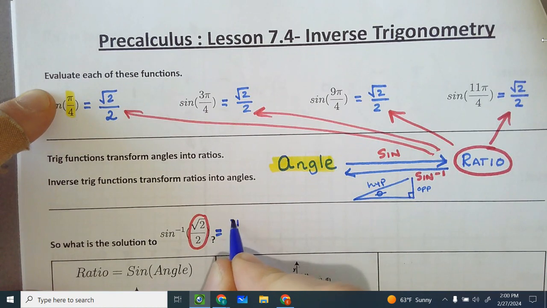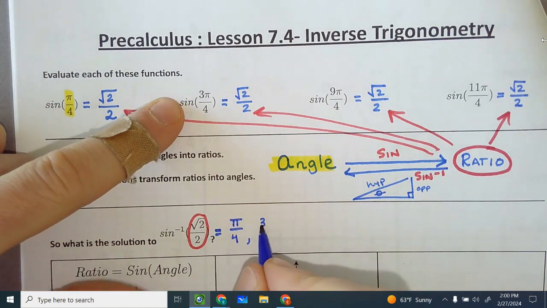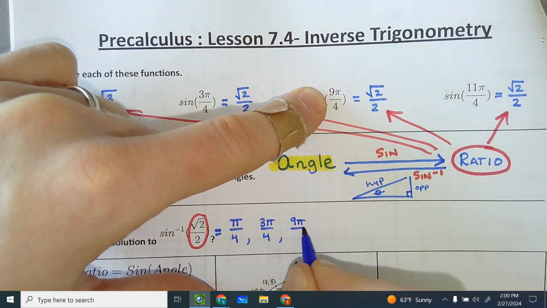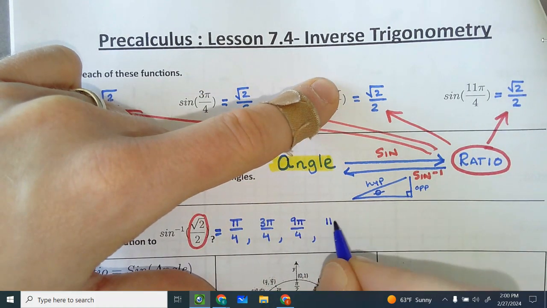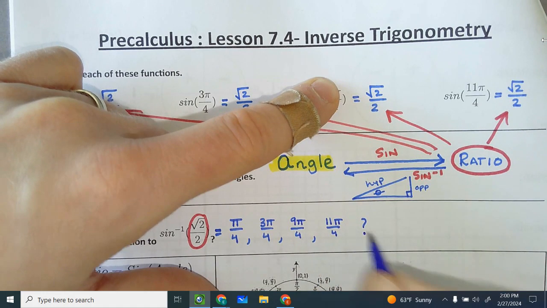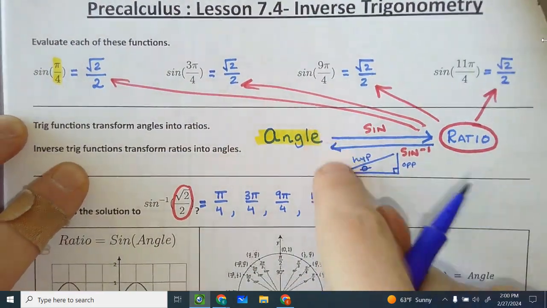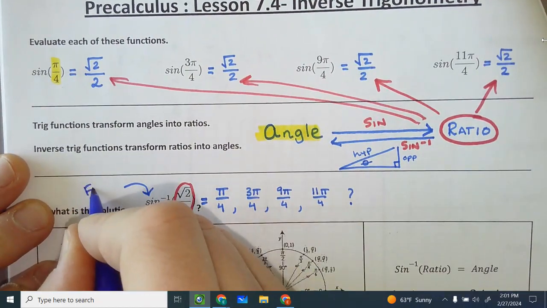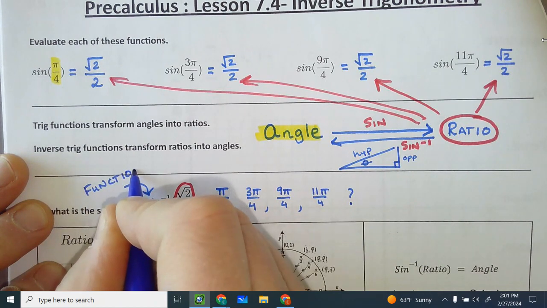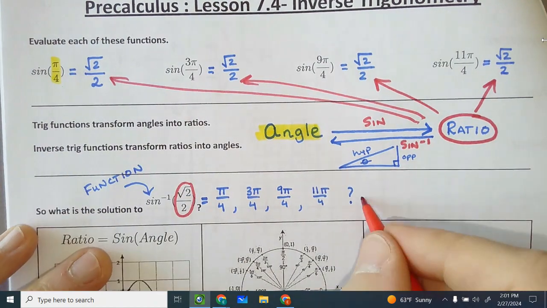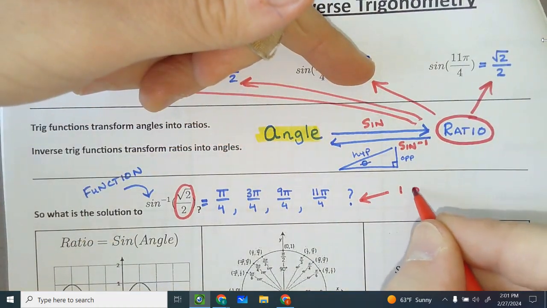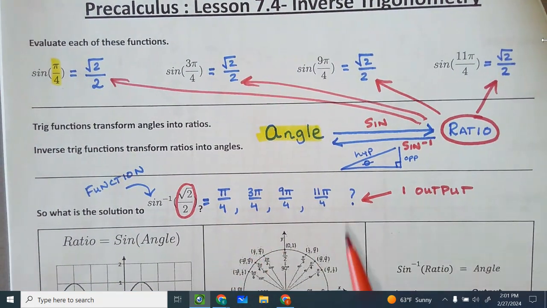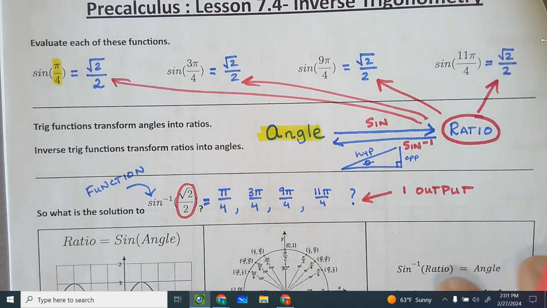Is it going to be pi over 4? Is it going to be 3 pi over 4? Is it going to be 9 pi over 4? Or is it going to be 11 pi over 4? Which one of them is going to be the big winner? Because listen, it can't be all of them, because this right here is a function. And when you have a function, that means that over here you can only have one output for one input. So we have to choose which one of these 4 angles we are going to select.